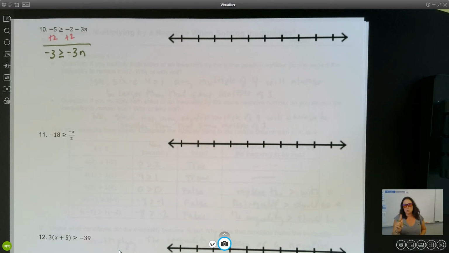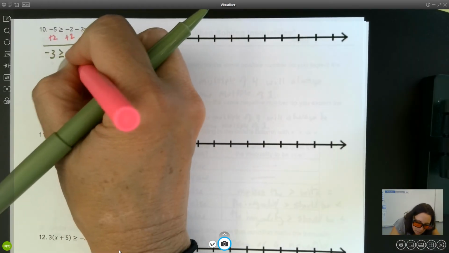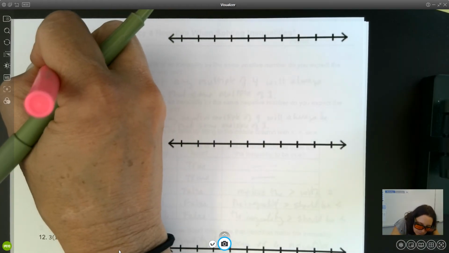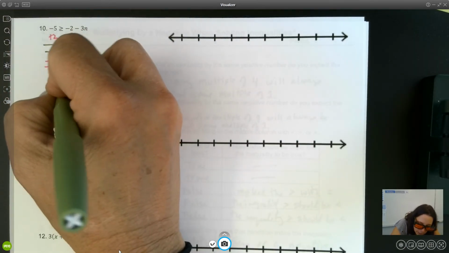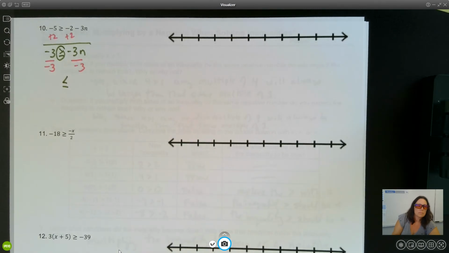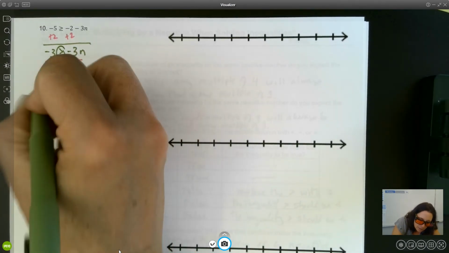Okay, here's where it gets tricky. 2 things, don't do them all at once. We need to divide by a negative, which means this thing flips. This would be 1n, this would be 1.